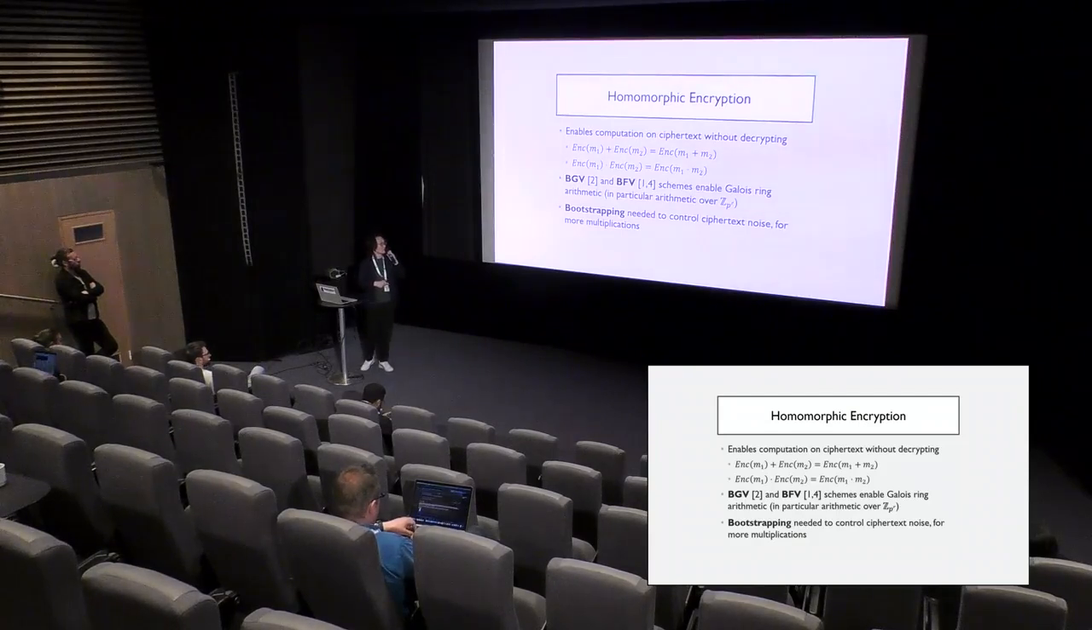When we do ciphertext multiplication in these two schemes, or actually in every scheme, you end up accumulating a lot of ciphertext noise. It is possible that if you do too many multiplications, the noise will eventually overwhelm the message. In order to prevent this, we need a protocol called bootstrapping that helps to bring the noise in the ciphertext down, and that allows us to then continue doing more multiplications.